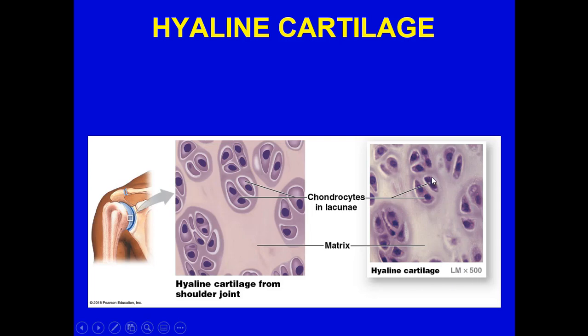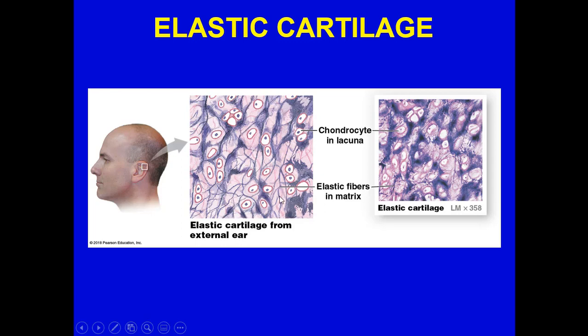You can see here the dark staining cells are the chondrocytes, in this pocket of the lacunae. All right, example here would be in the shoulder joint. If you look here in the external ear, this is the elastic cartilage, and you can see these darkly stained lines. This is basically the elastic fibers in the matrix of cartilage.